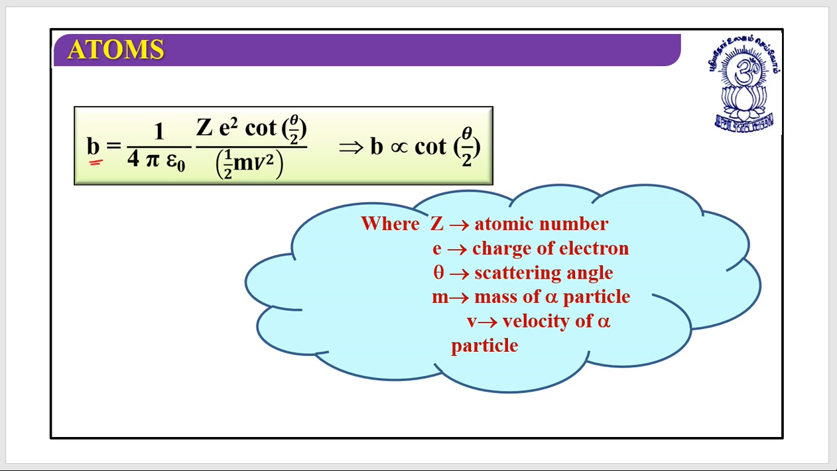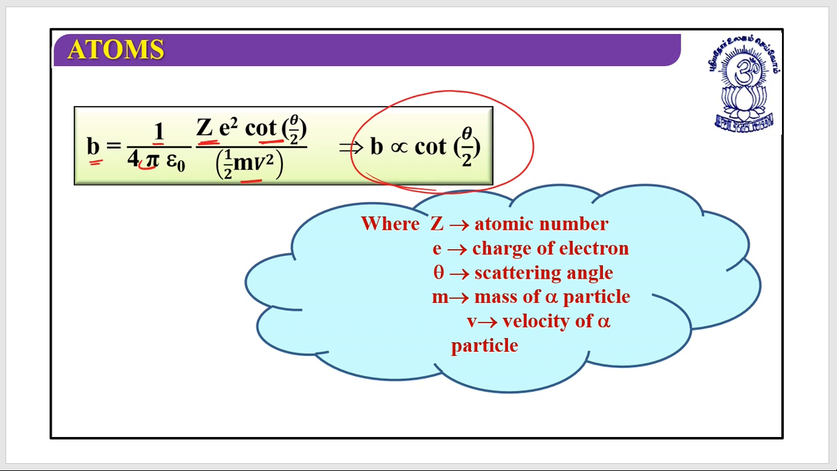b equals 1 upon 4 pi epsilon naught, Ze square cot theta by 2, upon half mv square. Or if you want only the relation with the angle, then b is directly proportional to cot theta by 2.